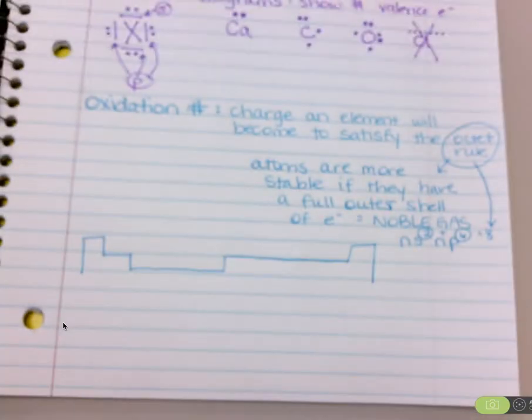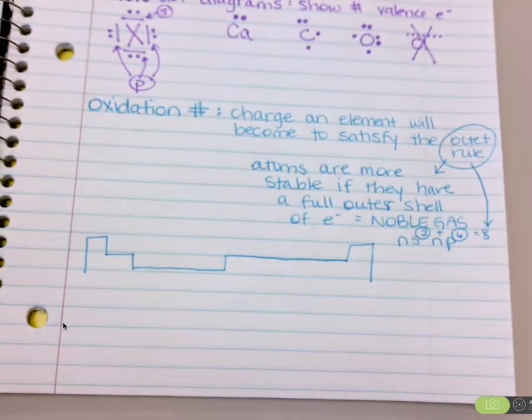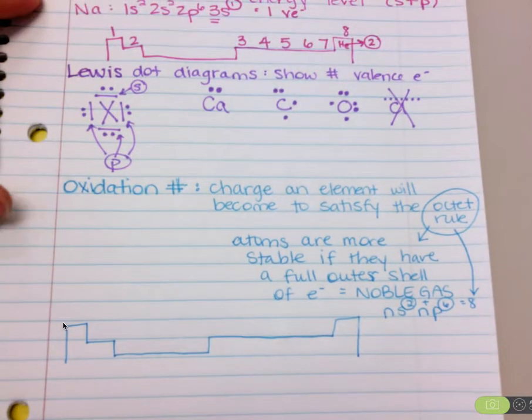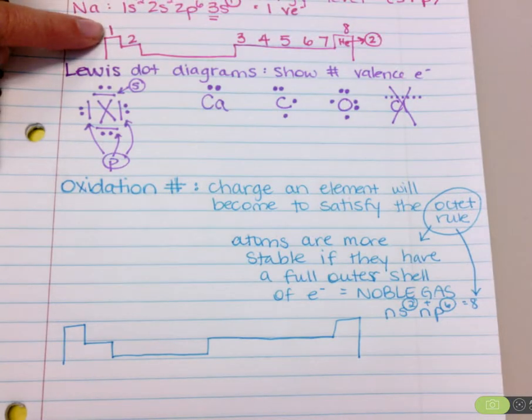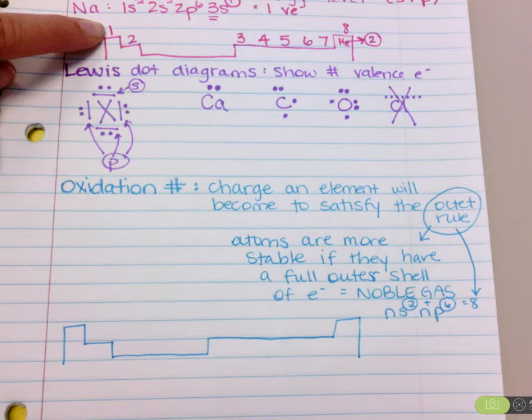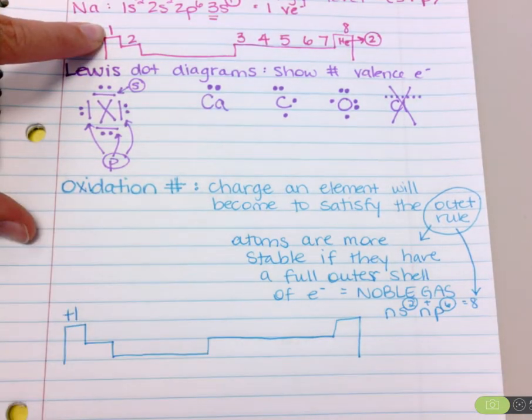So everyone in group 1 has one valence electron, right? If we go back to the top, everyone has one valence electron here. And so if you have one valence electron and you need to get to 8, my question is, is it easier to lose that 1 or to gain 7? You should be saying lose 1. So if you lose an electron, you become a +1 charge.